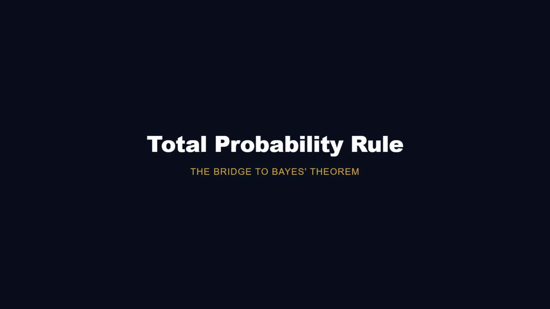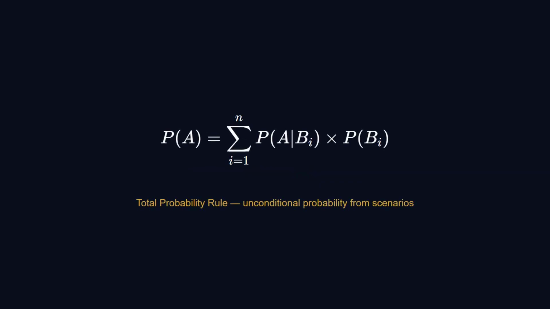Part 4. The total probability rule. The bridge to Bayes' theorem. The total probability rule lets you calculate the unconditional probability of an event by considering all the different scenarios that could produce it. P of A equals P of A given B1 times P of B1 plus P of A given B2 times P of B2, and so on for every scenario. The B scenarios must be mutually exclusive and exhaustive. That means they cover every possibility and do not overlap.